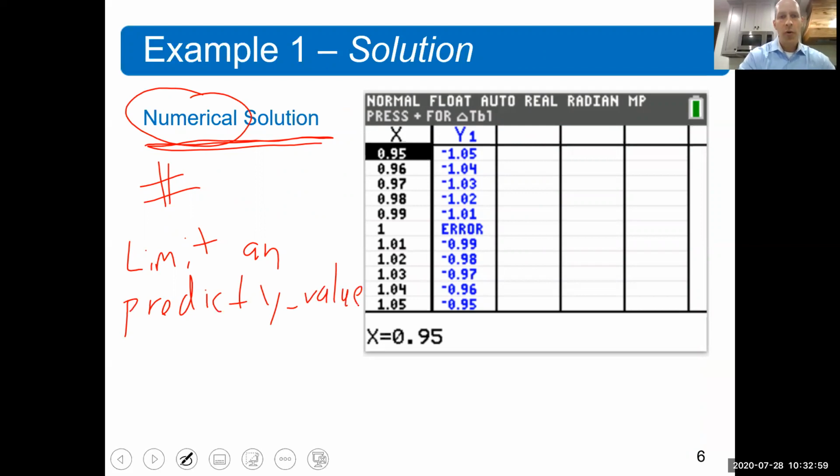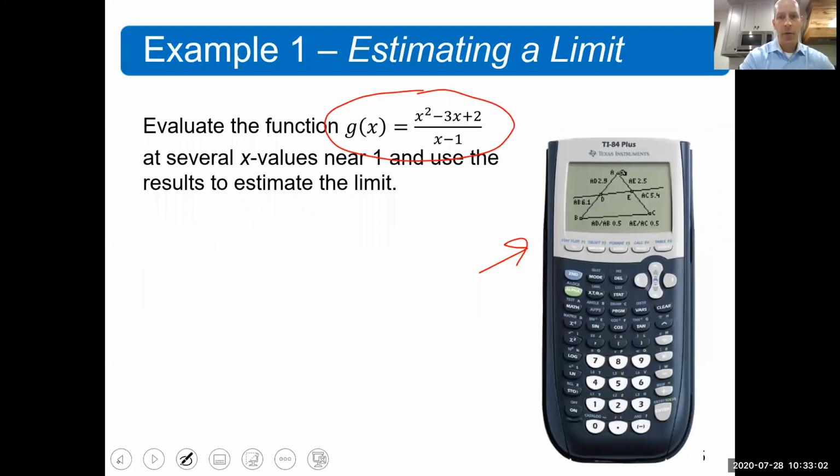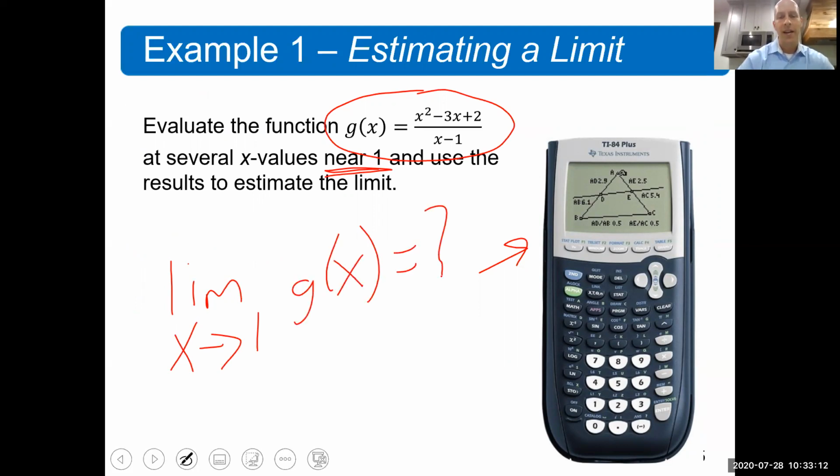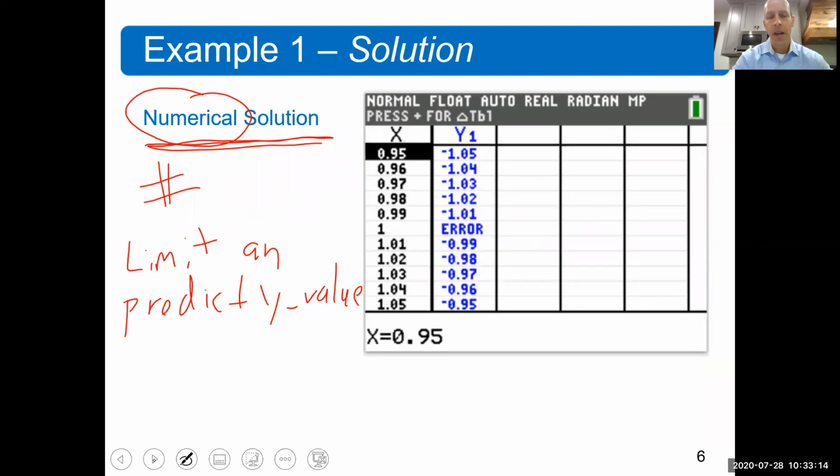So in other words, what I'm asking you to do here, I guess I wasn't super clear. I said near 1. I'm asking you, what is the limit as x goes to 1 of this function g of x? Let's say we're trying to figure out what that is. So we can look at our table to find it numerically, to guesstimate it. And remember, a limit is a predicted y value.